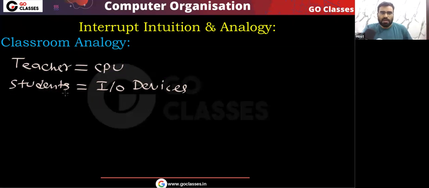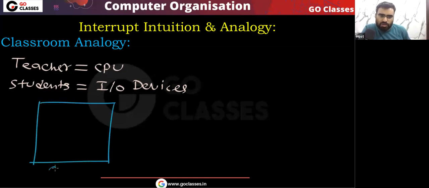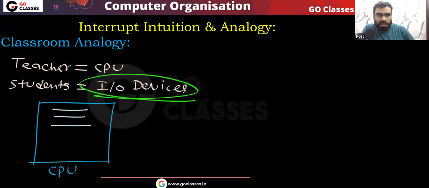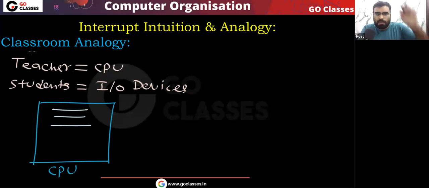Now remember, when the teacher is explaining some concept, let's assume the teacher is your CPU. What can the student, the IO device, do? They can raise their hand, yes or no? Maybe some student wants to ask a doubt. Then the student can raise the hand. Now, this raising of the hand is called an interrupt request. Yes or no? Is this clear?